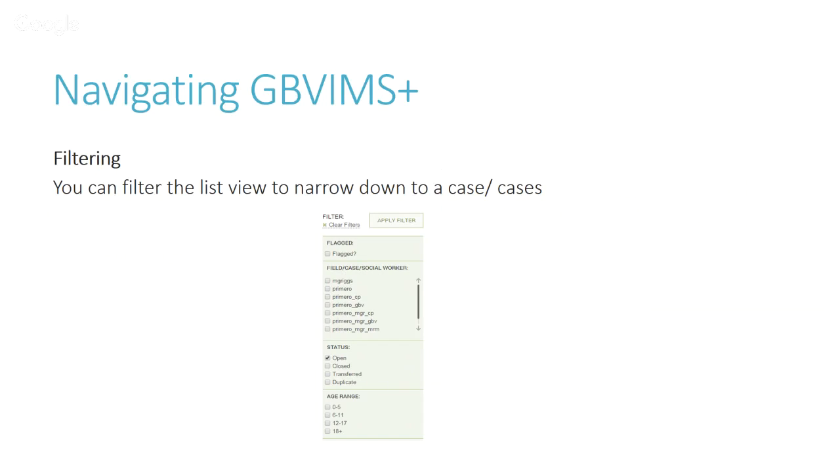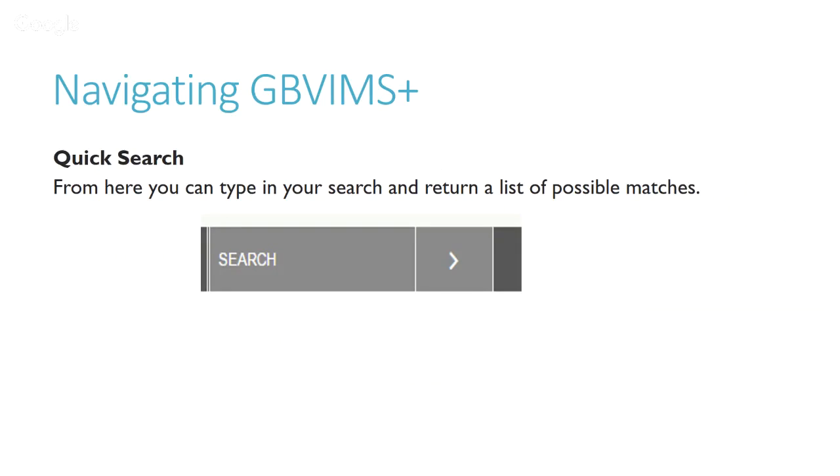To the right of the list view, you'll see the filter function. Here you can filter the list view to look at particular cases or incidents. For example, you can filter the list to show females only, or you can filter by the type of violence, or the incident report date range, to name a few. You'll also notice above the filter panel is a quick search function. This is useful when searching for a specific name or case ID.